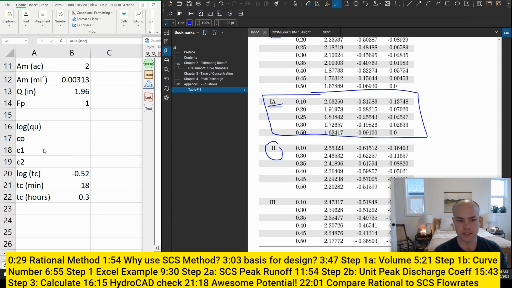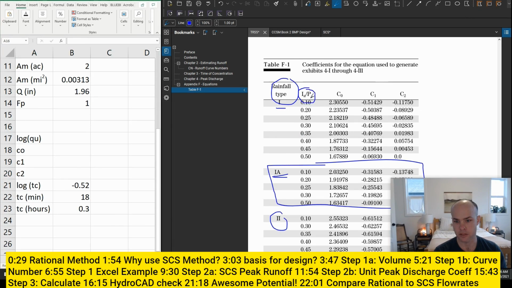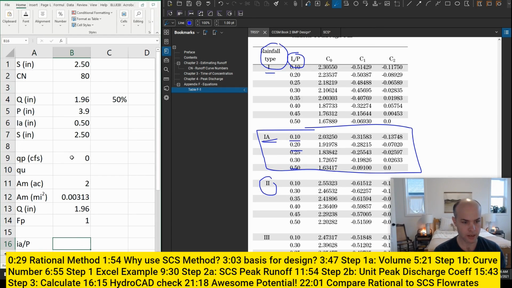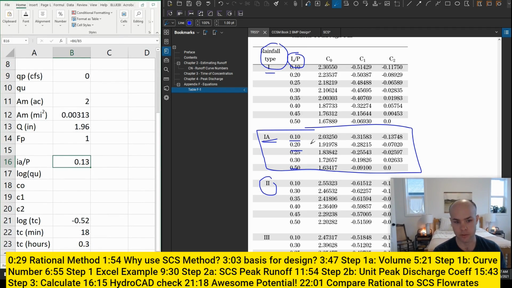So in this example, I also need to calculate a value called IA over P. And depending on your IA over P value between 0.1 and 0.5, that's going to tell you which coefficient to use. So let's put another value in here, IA over P. And I know my IA is this divided by, so 0.12. I'm pretty close to that 0.10. So it's not exactly right, so I really would need to interpolate between those two values.